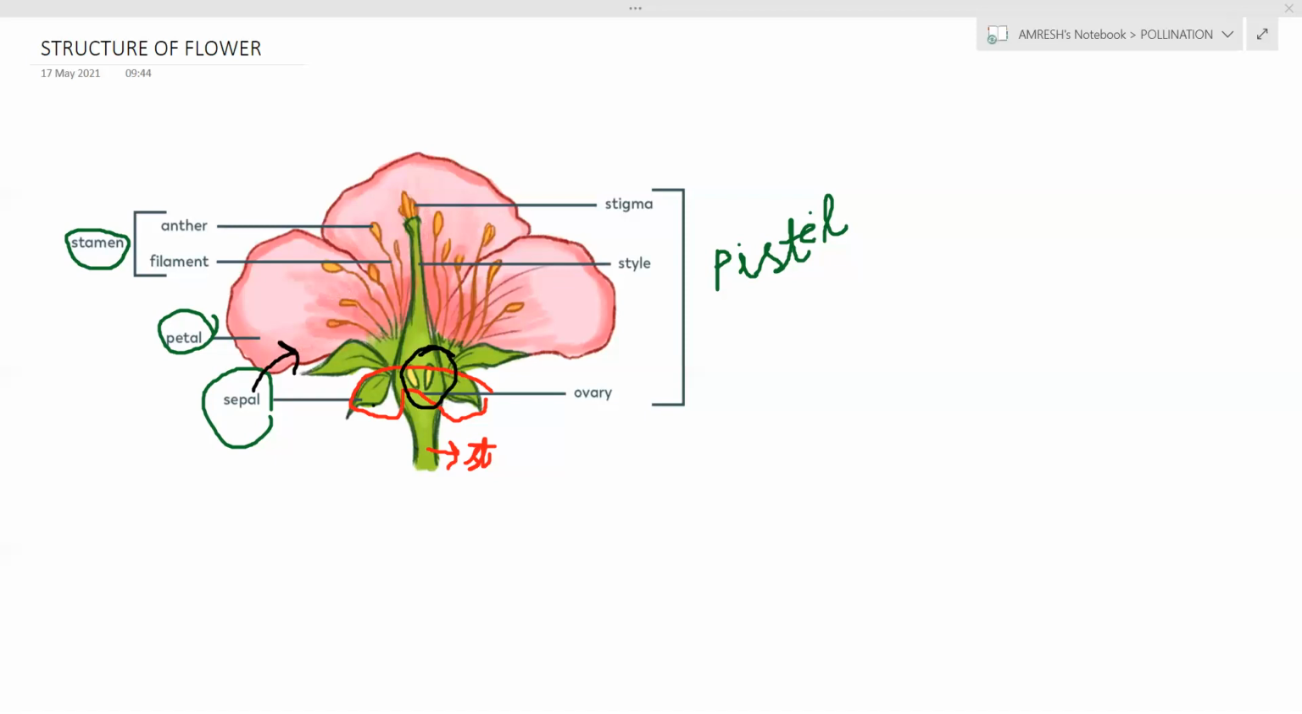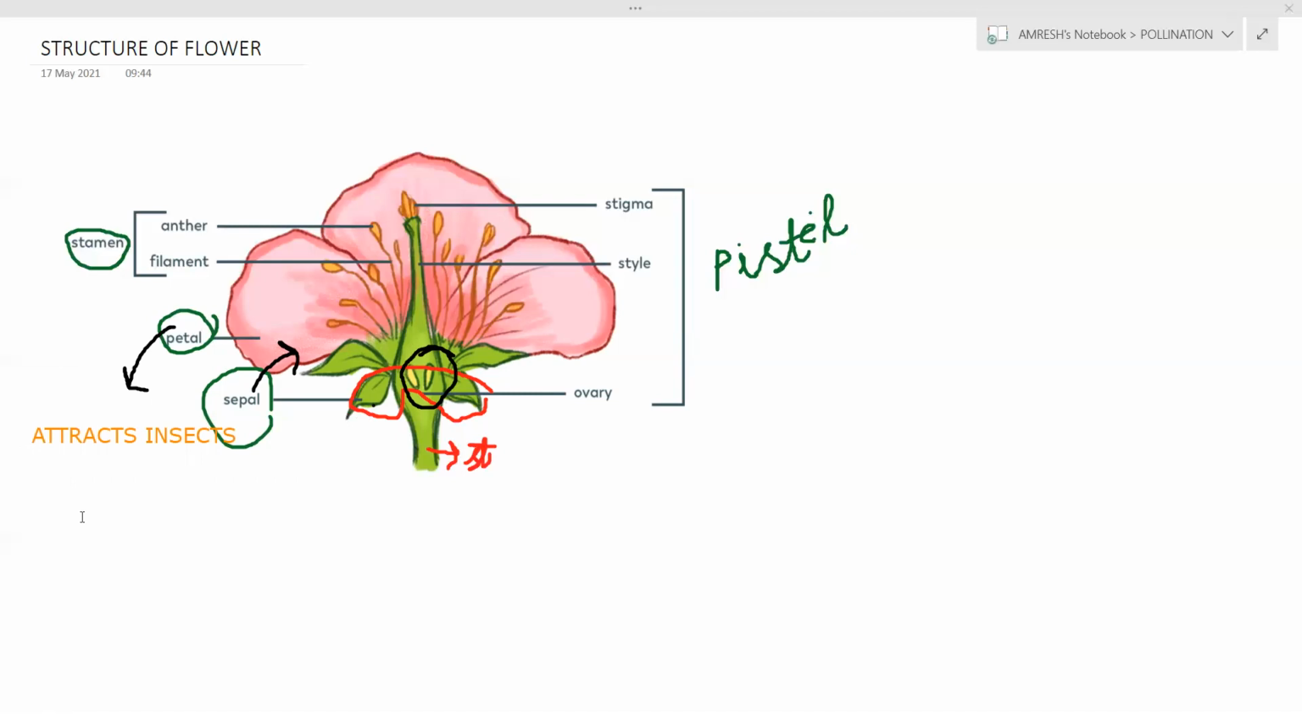Now the next part is your petal. You see the colored one, you may have a red hibiscus flower or a yellow hibiscus flower. So this colored part is called your petals. And what is the function of petal? The function is attraction. They attract insects and make the flower beautiful.